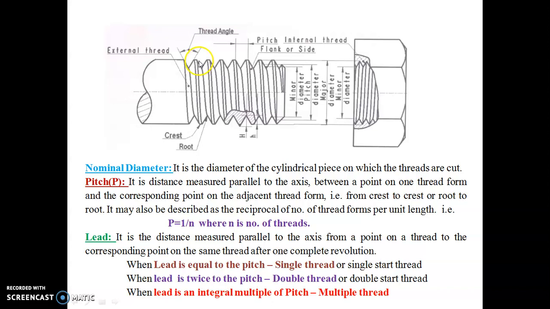But if you start from the same point and after one revolution, if you reach this point, then it will be called a double thread or double start thread, where the lead is twice the pitch, and if it is a multiple of pitch, then we call it multiple threads. So these are the different terms related to threads we have to study.